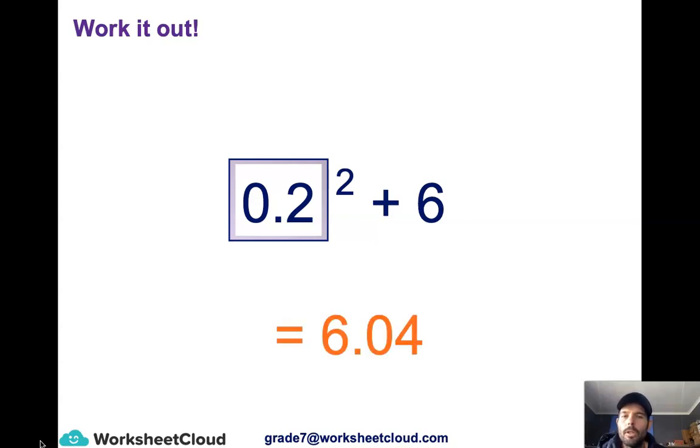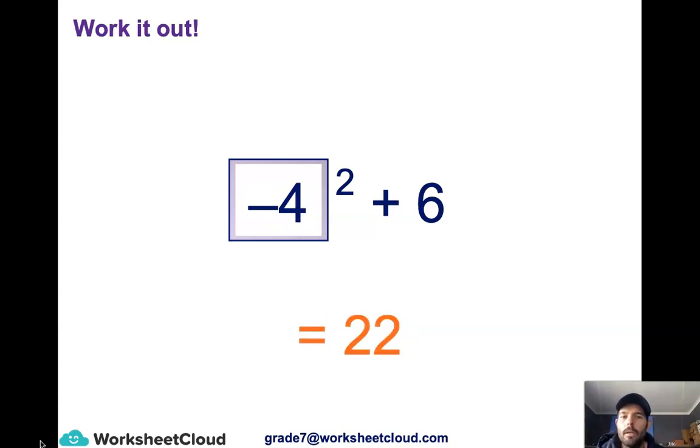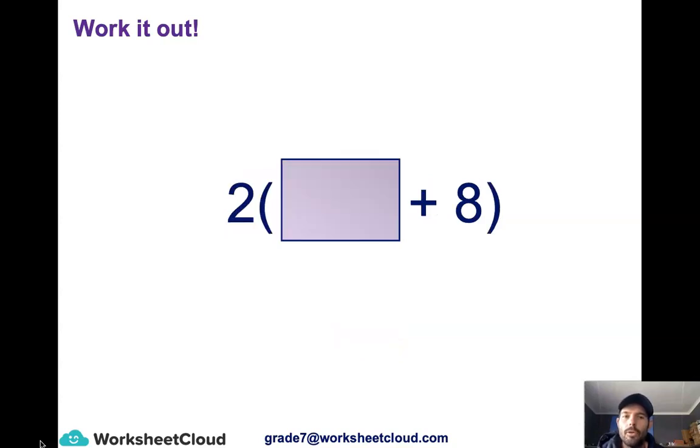Okay, notice that order of operations is important. So 0.2 squared is equal to 0.04, and then you add the 6. Negative 4 squared is negative 4 times negative 4, which is 16. Remember, negative times a negative is a positive. And then we add the 6 to get 22.